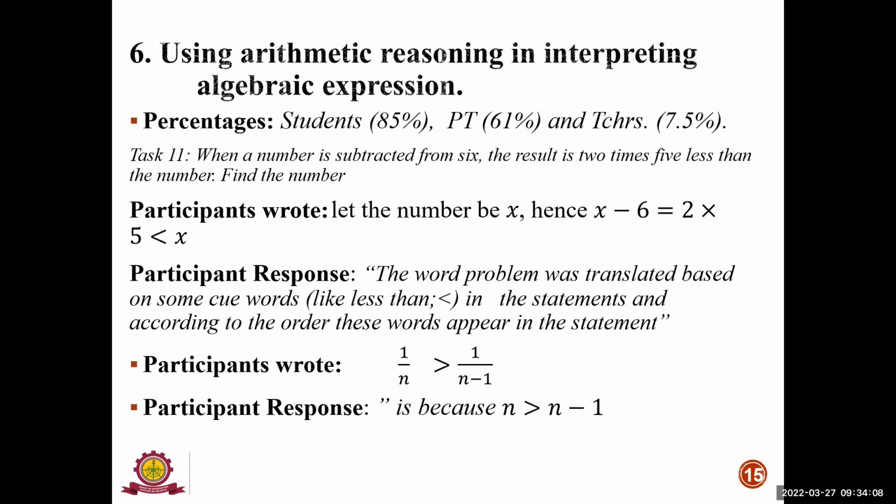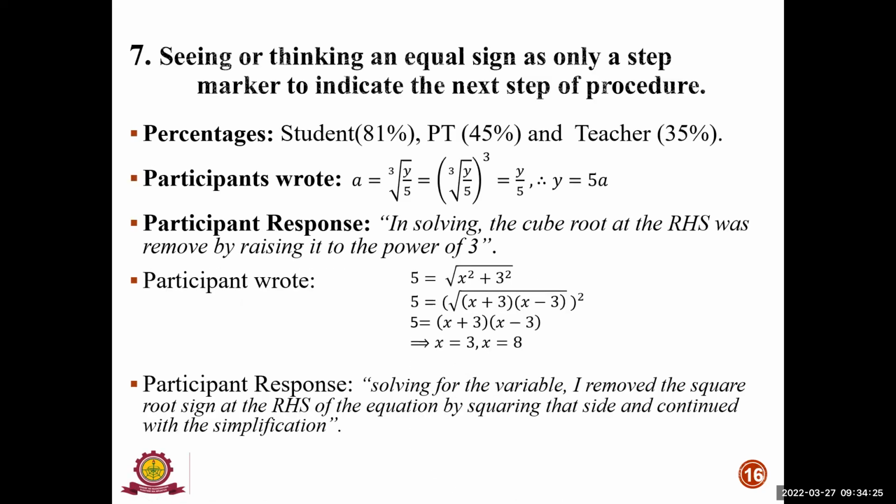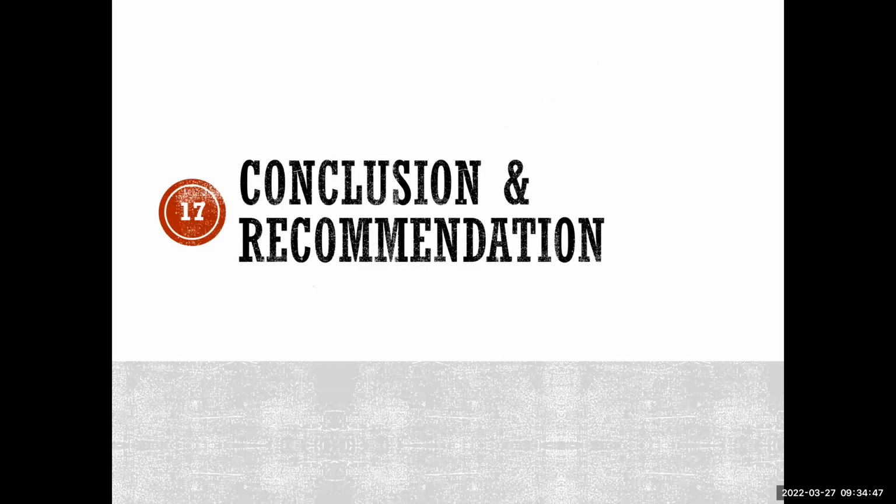So the number is represented as 1 x, and then subtracted from 6, the result then equals 2 times 5. So the order in which the words appear in the text was how this participant simplified. The seventh one was thinking of an equation as only a step marker to indicate the next step of procedure. The task required the participant to simplify and make y the subject. But in their simplification, they only concentrated on the right-hand side of the equation because they see the equation as only a step marker to indicate the next step of action.